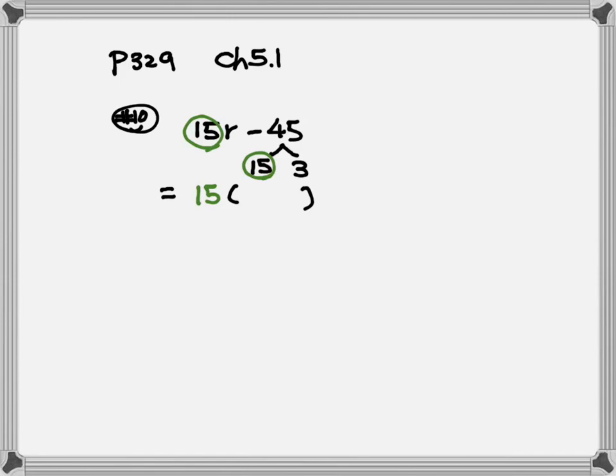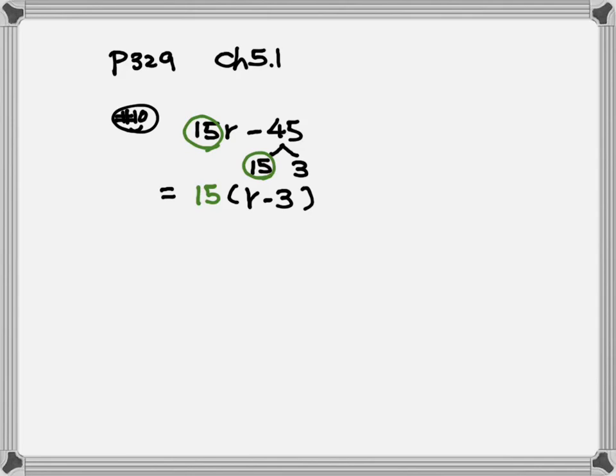Next, you're going to check, can you take out any other number or variable? Over here, we cannot take out anything else. So whatever you cannot take out, you're going to leave inside the parentheses. So for the first number, we have r minus 3. Then that's our answer. Okay.